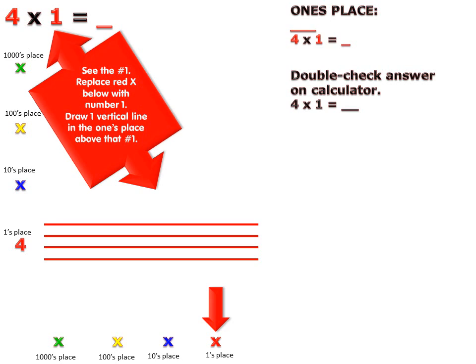See the number 1? Replace the red X below with the number 1. Then draw 1 vertical line in the ones place above that number 1. The number 1 has now been written in. And there's our 1 vertical red line representing the ones place.